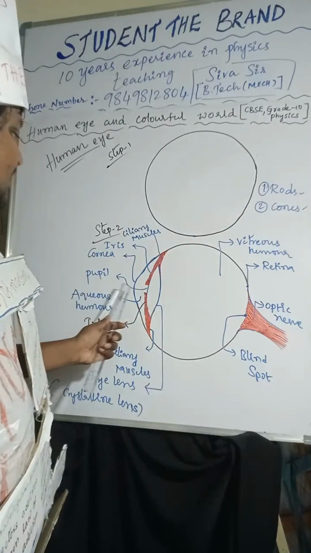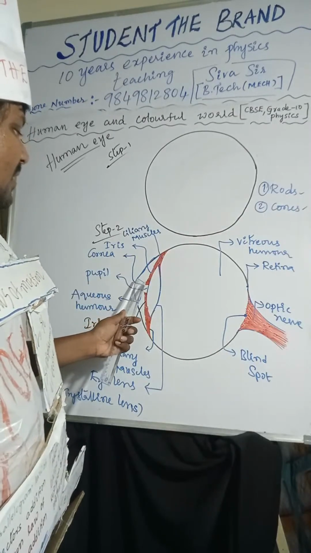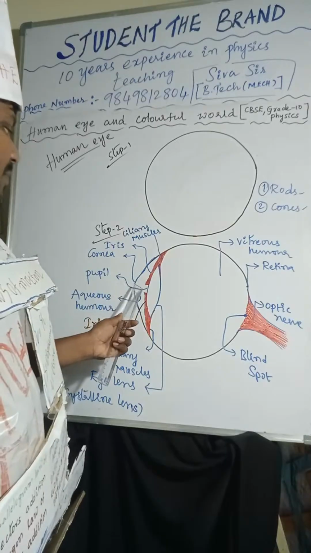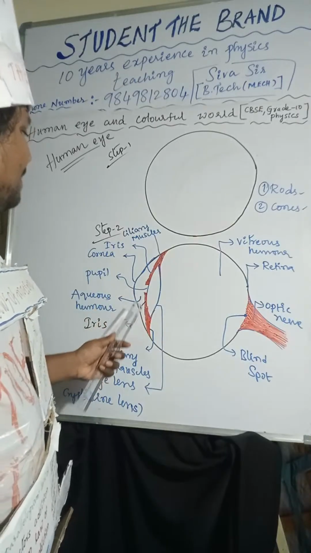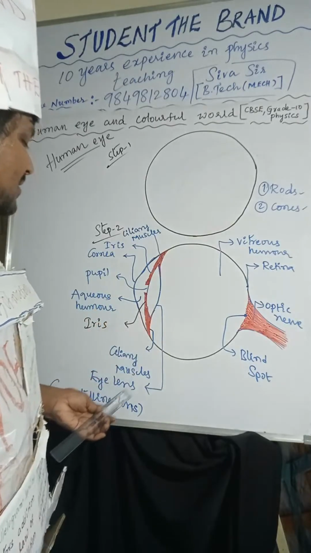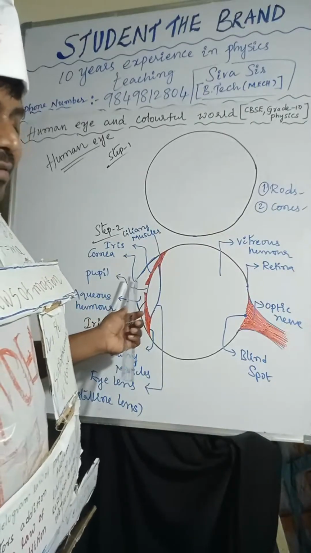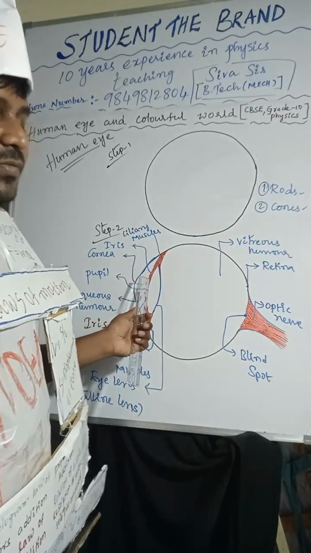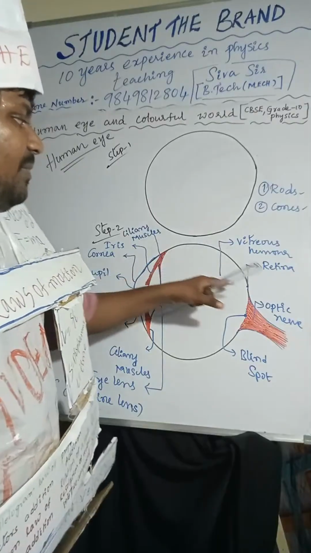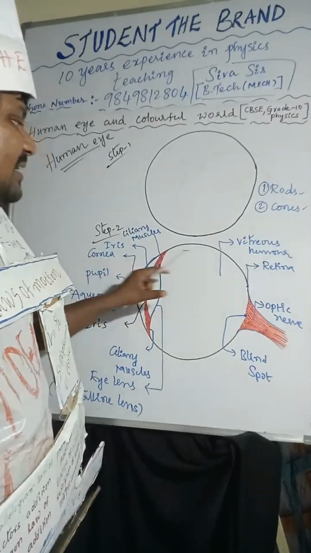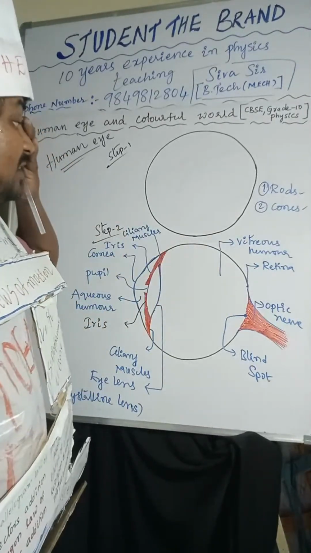Aqueous humor is a jelly type liquid present between the cornea and eyelens. It provides blood and nutrition to the central cornea. And eyelens is the crystalline lens. Whenever light rays fall on it, it converges the light rays and makes them fall at the retina.